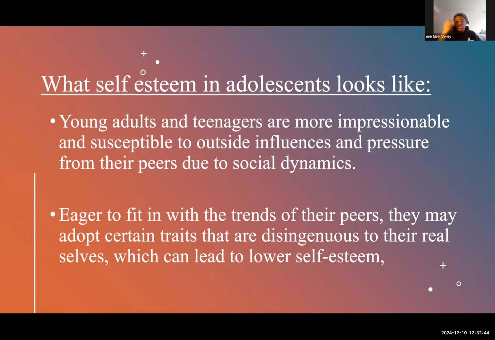So young adults and teenagers are more impressionable and susceptible to outside influences and pressure from their peers due to social dynamics. This is because they're more eager to fit in with their peers, and they may adopt certain traits that are disingenuous to their real selves, which can lead to lower self-esteem. This is because subconsciously, when they're trying to mirror their peers and their friends, they're basically changing their beliefs or trying to hide parts of themselves. Even if subconsciously they're doing it, it sort of presents in their self-esteem.